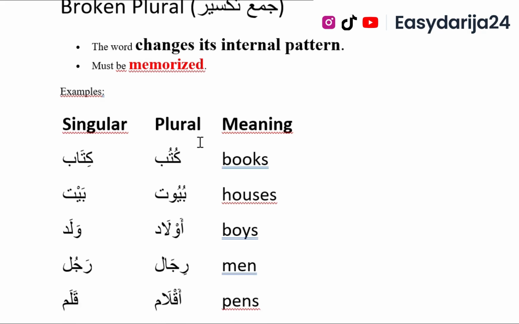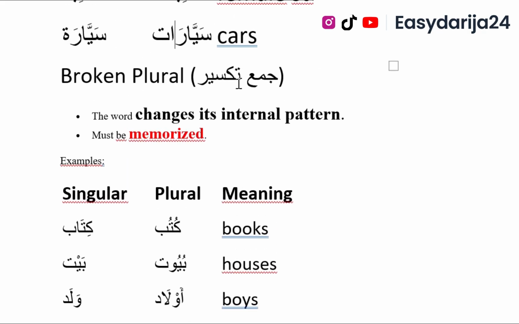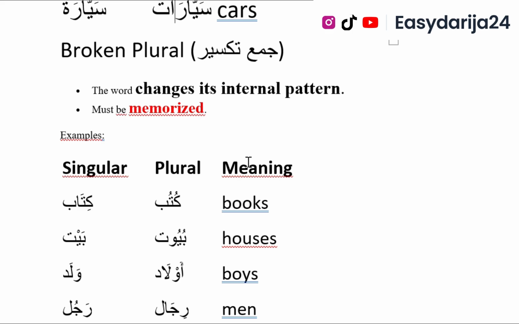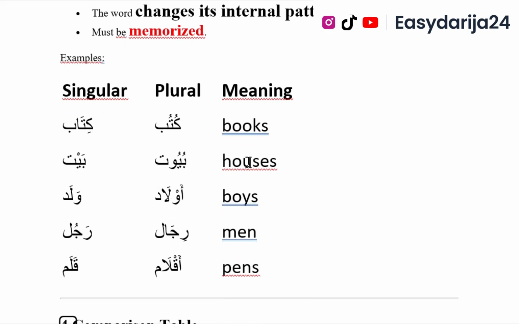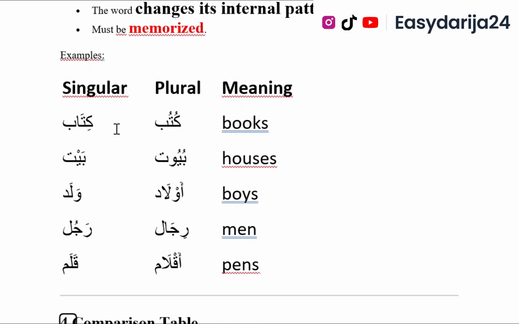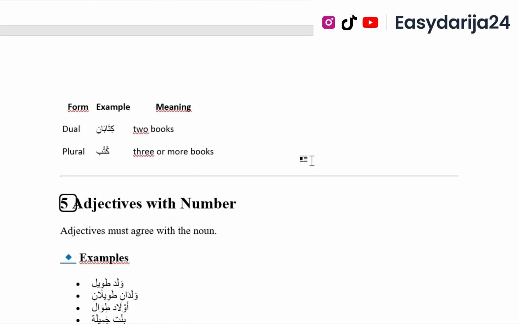And we have something called جمع تكسير, the broken plural. And this one does not have a specific rule. You just have to remember them. كتاب, كتب. بيت, بيوت. ولد, أولاد. رجل, رجال. قلم, أقلام. So those kinds of words do not have the pattern that we have seen before.